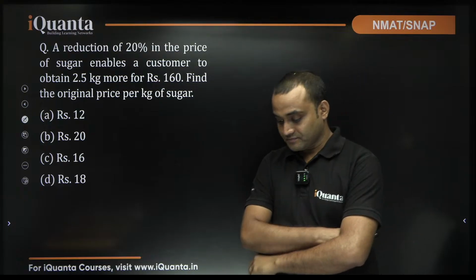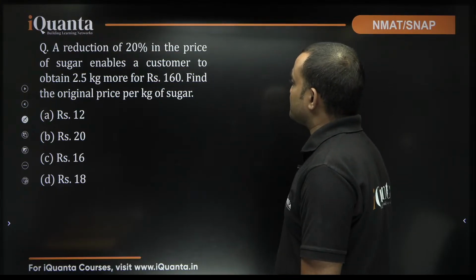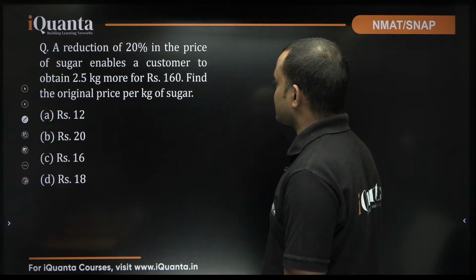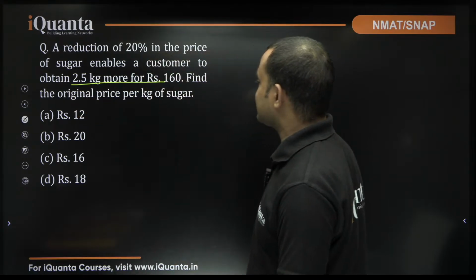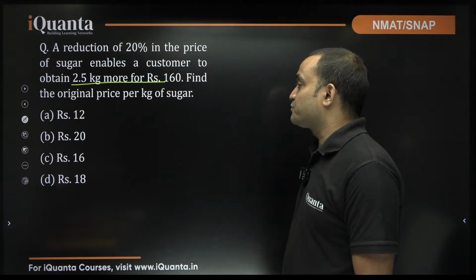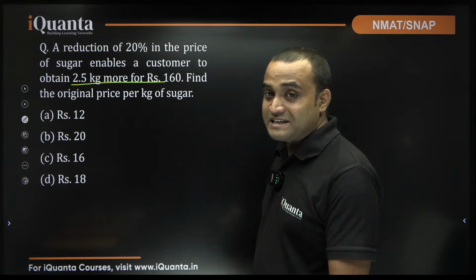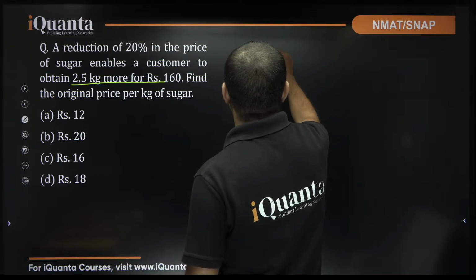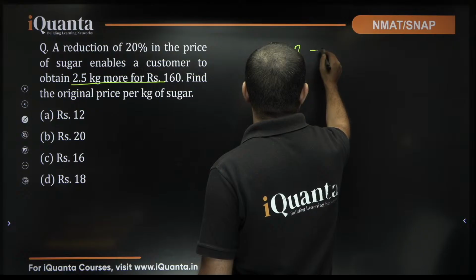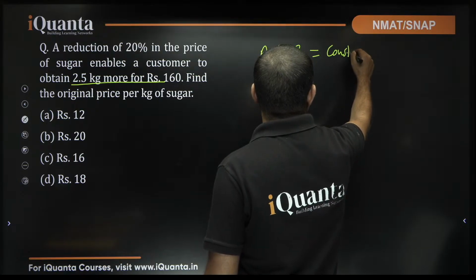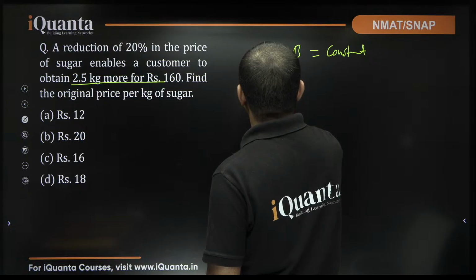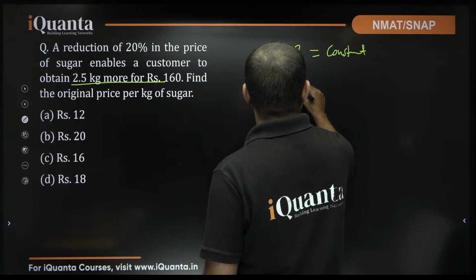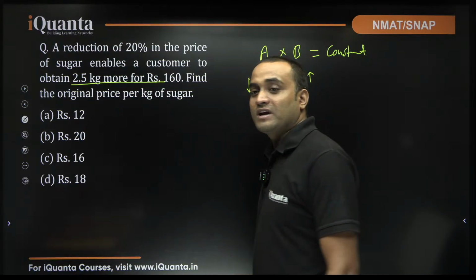Option C, a reduction of 20% in the price of sugar enables a customer to obtain 2.5 kg more for 160 rupees. Find the original price per kg of sugar. So expenditure is constant here, right? We have discussed this. If A into B is constant, then if A decreases by 1 by x, then B will be increased by 1 upon x minus 1.